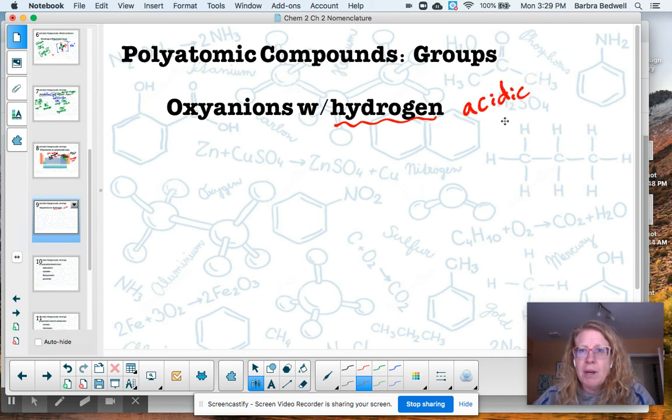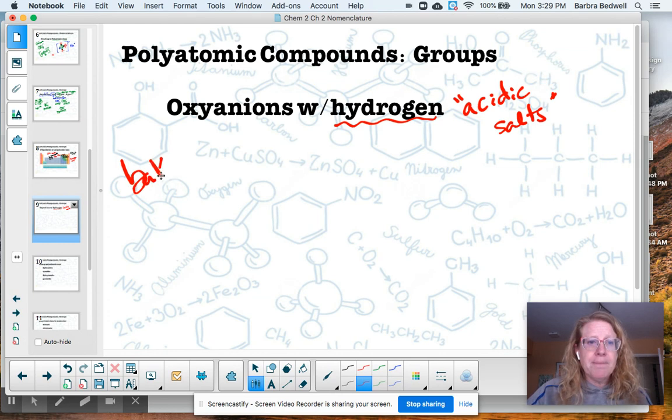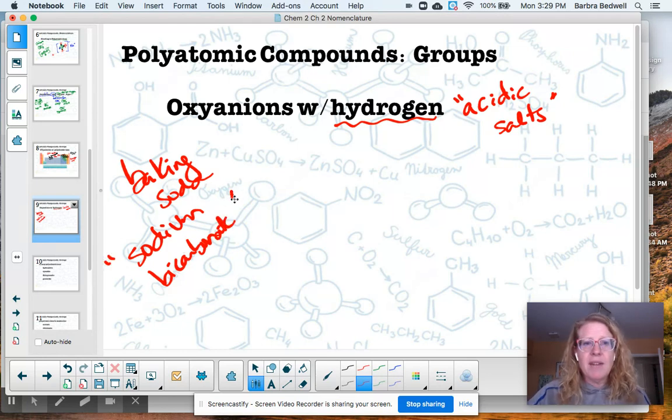When these polyatomic ions form ionic compounds, a lot of times they're called acidic salts because they've got this hydrogen in here, and hydrogen is a hallmark of something that acts acidic. Let me give you an example you may know around your house, which is baking soda. Baking soda has two common names. Its most common name is sodium bicarbonate, or sodium hydrogen carbonate is the other name for this.